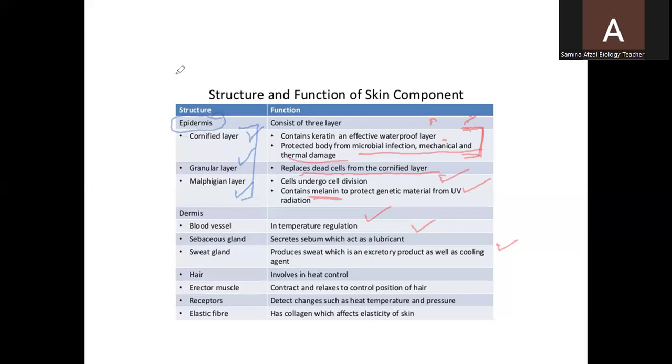Hair involves in heat control. Erector muscles, which helps to erect the hair, contract and relax to control position of hair. Receptors, which detect the changes in the environment as heat, temperature, and pressure. Elastic fibers has collagen, which affects elasticity of the skin. So the collagen fibers or the elastic fibers helps in the elasticity of the skin. So these are the functions of different parts of the skin.